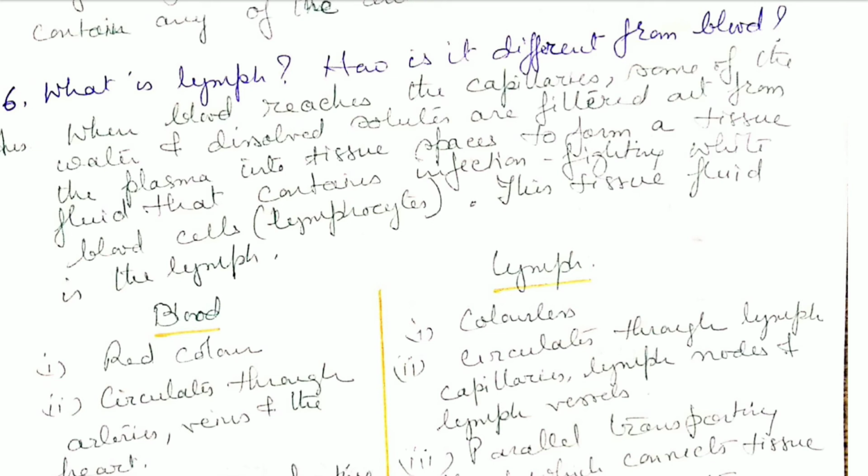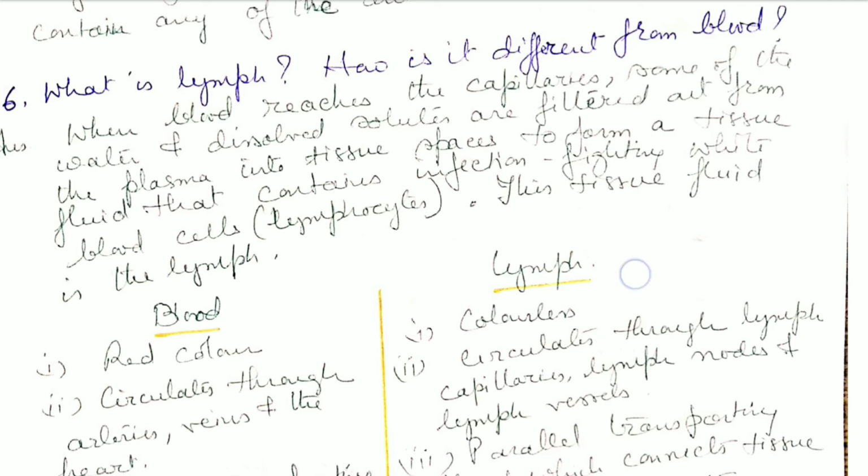Now, when blood reaches the capillaries, some of the water, we know that blood contains water also. The capillaries are thin vessels of the blood. So, when this blood enters the capillaries, some of the water and dissolved salts are filtered out from the plasma into the tissue spaces to form a tissue fluid that contains infection fighting white blood cells known as lymphocytes. This tissue fluid is known as lymph.